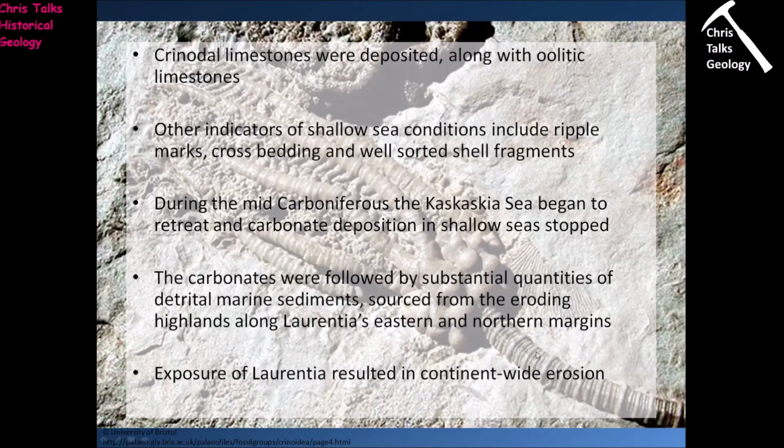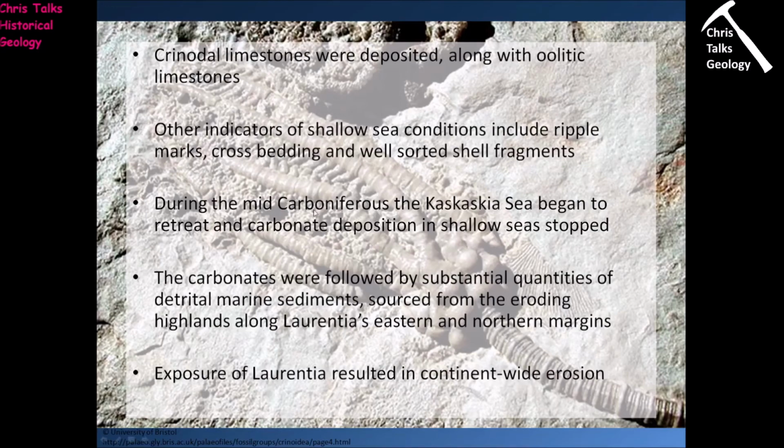We also have, along with these crinoid fossils, large amounts of ooids. Ooids, if you remember, are these carbonate jawbreaker-like particles that can only really form in shallow water. We also have other shallow water indicators like ripple marks, crossbedding, and well-sorted shell fragments. All of these are going to be related to waves and wave actions. That's also telling us the water depth cannot be very deep at all.